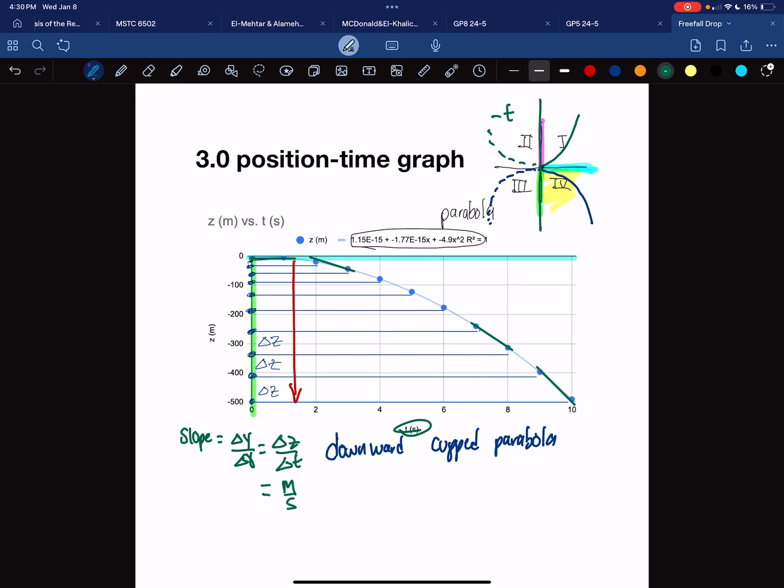Like so. And since the slope is pointing in this direction, all the slopes are negative. But you can also see that the slope is increasing, therefore it's accelerating. And we saw that previously, that on a position time graph, if the slope is changing, in other words, if it's curved, then there is acceleration.